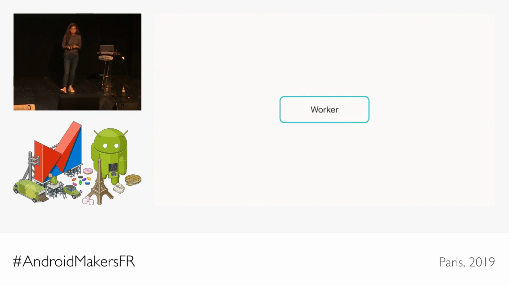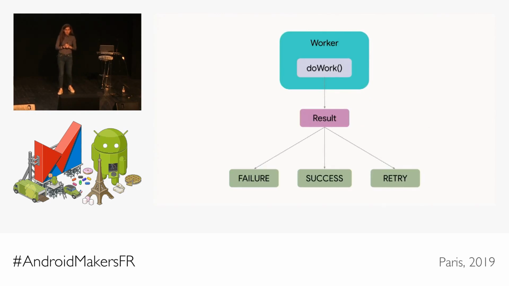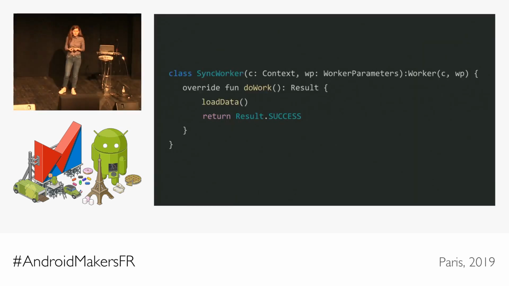Let's take a closer look at the worker. We have a doWork method, and inside of it, we need to specify what is the task that should be done, and we return a result that could be a failure, a success, or a retry. In terms of code, we need to extend this abstract class, the worker class, and we need to define the function doWork.